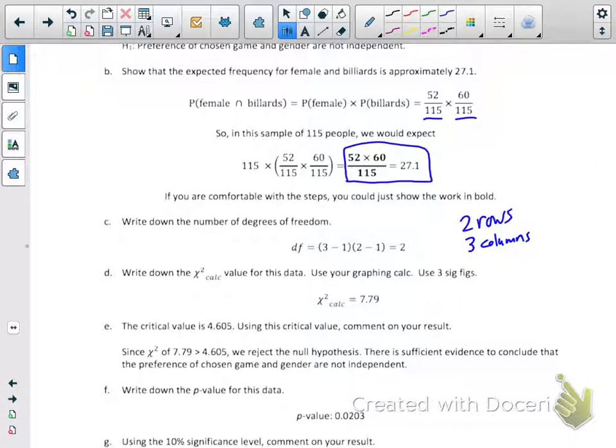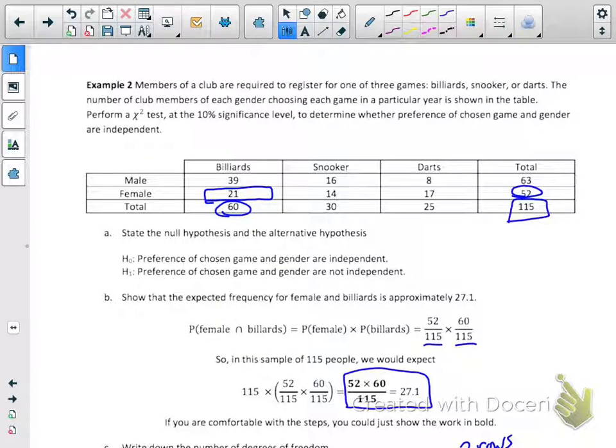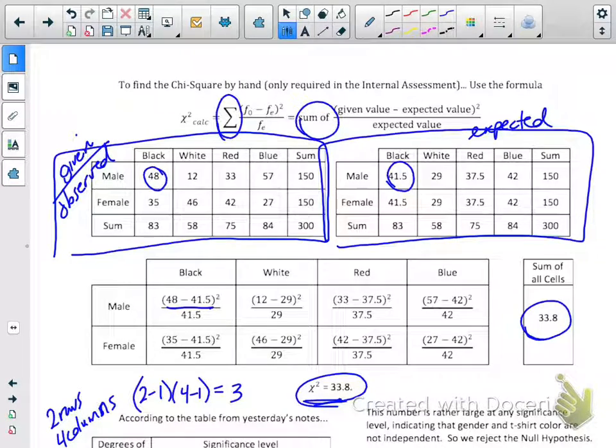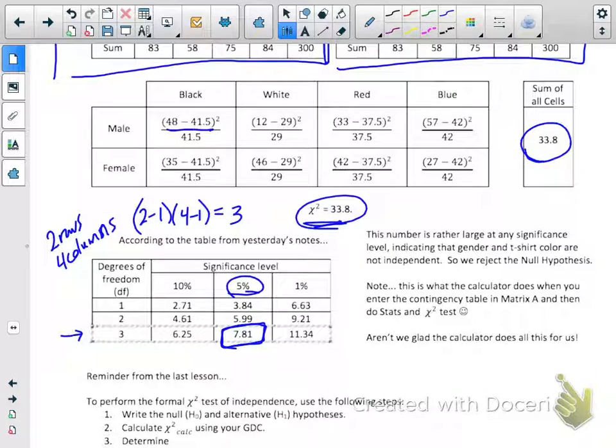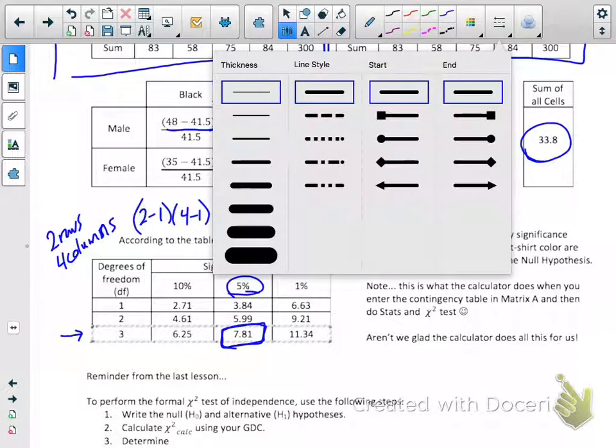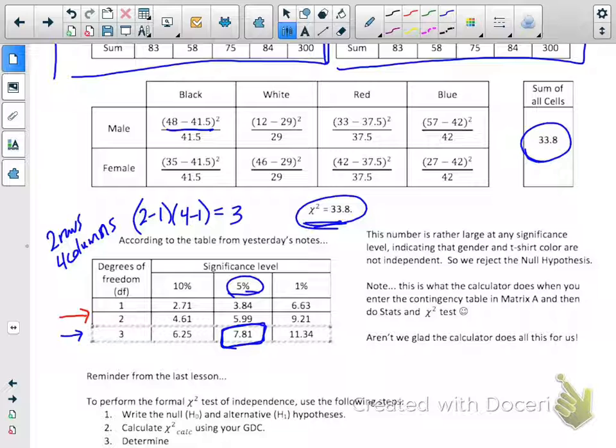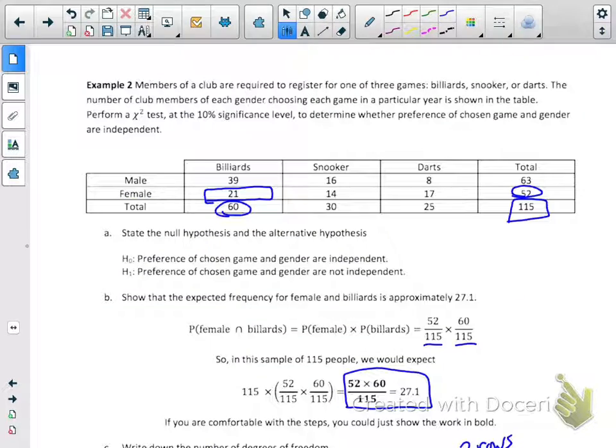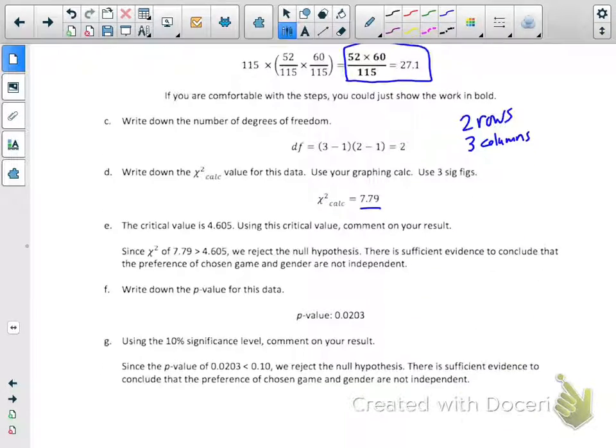So we jot this number down, 7.79. My critical value is 4.605. Now this one was at a 10% significance level. If we want to go back and look at that table, 10% significance level. This time we have a degree of freedom of 2. Significance level 10%, 4.61. That's the number that they're going to give me. I just think it's nice to see where that number comes from. So 4.605 or 4.61 was what we had in the table there.